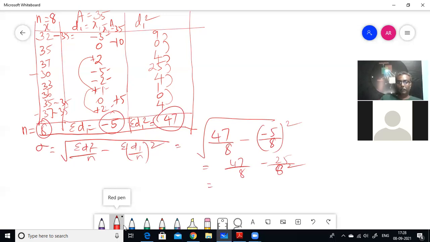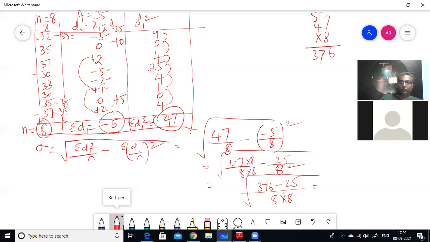Now what you have to do: 8 into 8 is the denominator. So multiply 47 by 8: 47 into 8 is 376. So 376 minus 25 over the root of 8 into 8. 376 minus 25 is 351. So 351 by 8 squared. You remove the 8 outside, so root of 351 divided by 8.